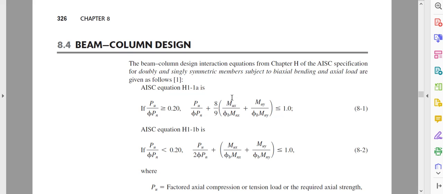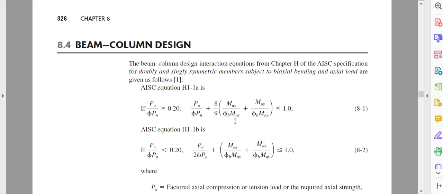Mux, there is a story here. Here, this portion, phi b Mnx. What is this? It is the moment capacity of the column about the x-axis. Now this portion, you know it. How? Chapter 6, beam design. When you design a beam, you actually found this one, the moment capacity of a beam. Now here we are finding the moment capacity of a column, same thing.